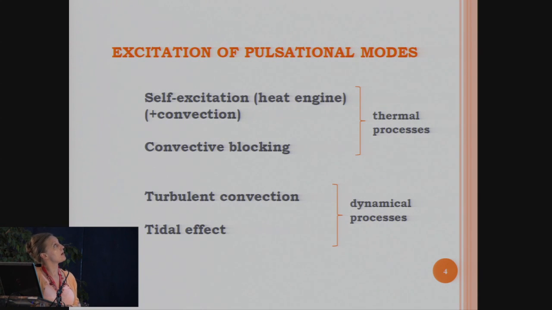And in principle, we have two driving mechanisms connected with thermal processes and dynamical processes. In the case of thermal processes, we have self-excitation. That means that some layers operate like a heat engine. We have also convective blocking, where the radiative flux is perturbed at the base of the convective envelope. And as for dynamical processes, we have turbulent convection, usually subphotospheric convection, like in the solar-like stars, and also tidal effects.